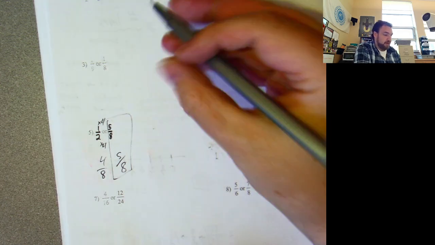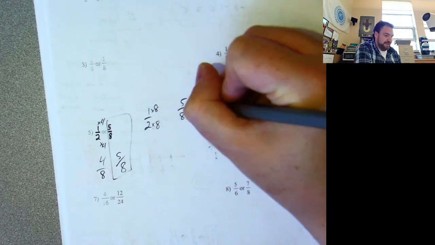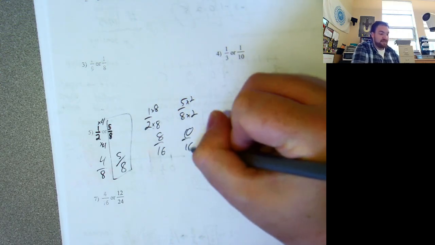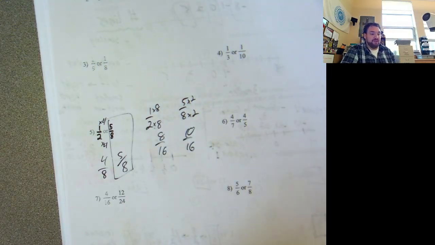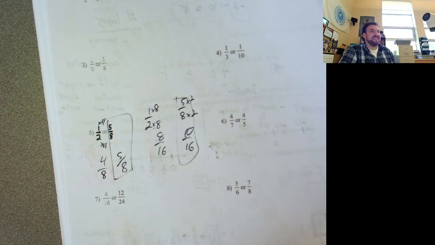Sure, you could go to 16. If we go up to 16, I have a half, which means I'm multiplying top and bottom by 8. On the 5/8, I'm multiplying top and bottom by 2. So that's going to be 8/16, and that's going to be 10/16. Same result. 5/8 is bigger because 10/16 is more than 8/16. There's more sixteenths there. It doesn't matter what the multiple is. You just have to find a multiple that you're comfortable with. Does that help clarify things at all, Eve? Okay.